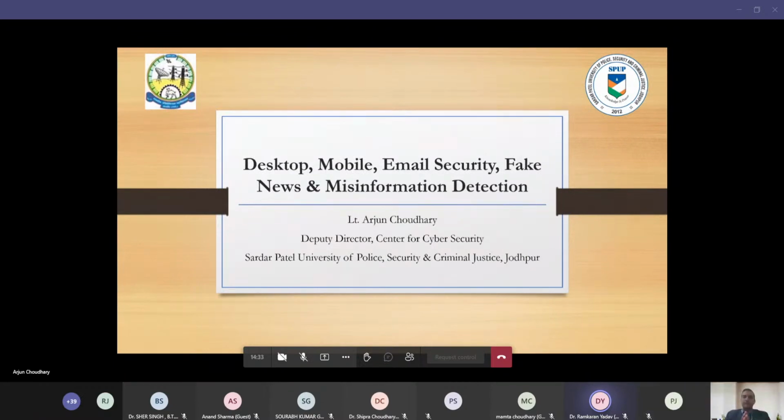So the topic today is desktop, mobile and email security, and fake news and misinformation detection. When we talk about these things, with desktops, mostly people are doing their work online, and during this COVID time everyone is forced to use things from the technical side. Mobile phones are carried by most people across the globe, and we are seeing a huge rush for subscribing to new mobiles. And when you talk about the mobile phone, everyone is carrying their very vital and very personal information.